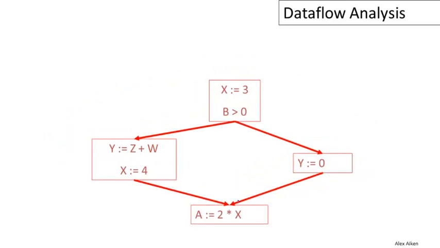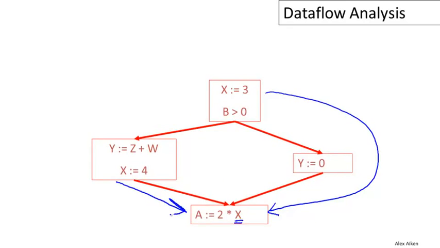In contrast with this use of x in this example, we have a path here where x is assigned 3, and we have a path here that reaches along this path. Let me draw the whole path actually. And along this path, the last assignment to x is 4, and so we cannot propagate any constant value to this use of x.